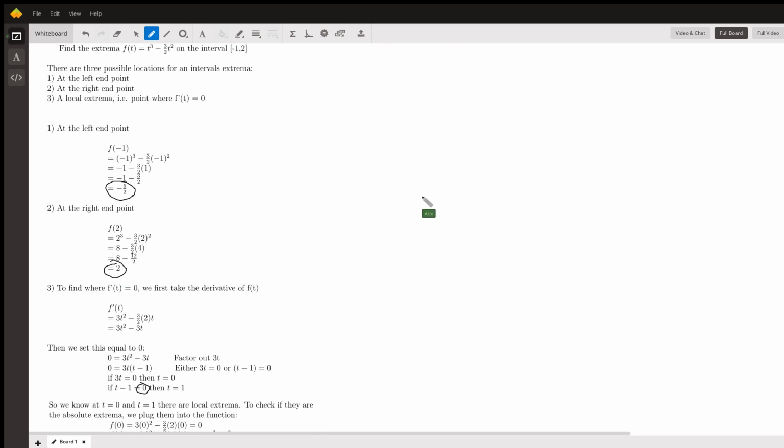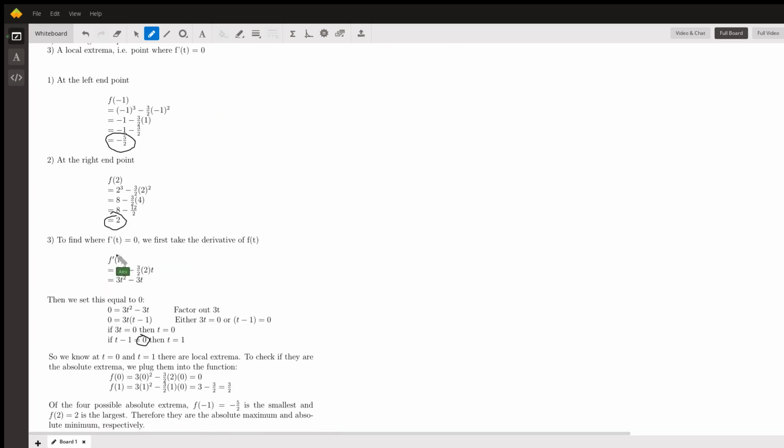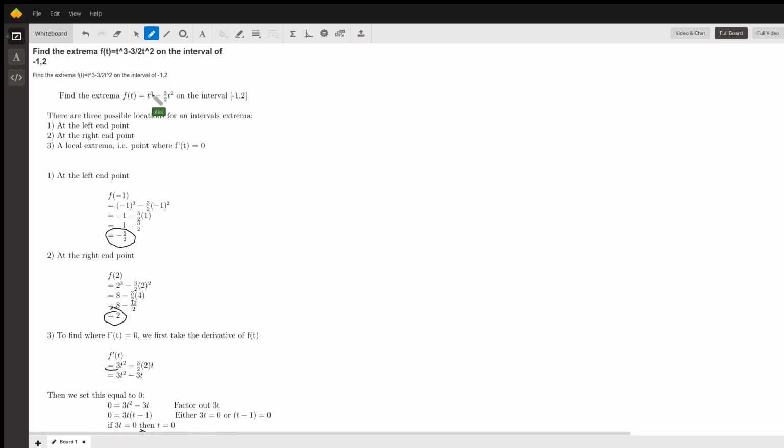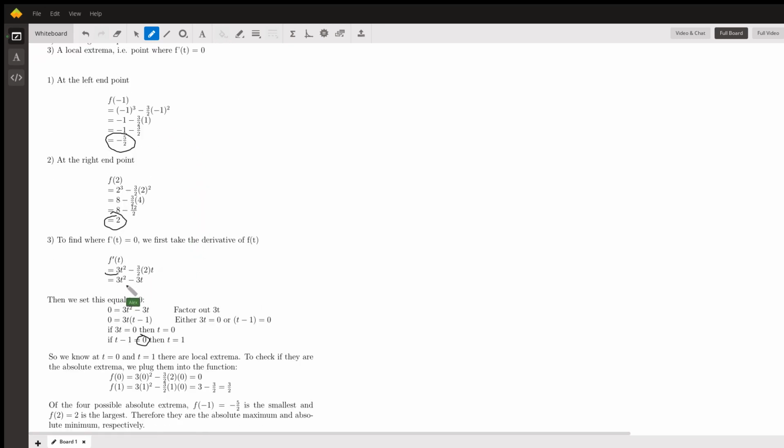Now we need to find the local extrema. To do that, we need the derivative f prime of t. And the derivative of t cubed is 3t squared, and the derivative of -3/2 t squared is -3t. That's where this 3t squared minus 3t comes from. And remember, the local extrema occur when f prime of t equals 0. So we're going to set f prime of t, this 3t squared minus 3t, equal to 0.